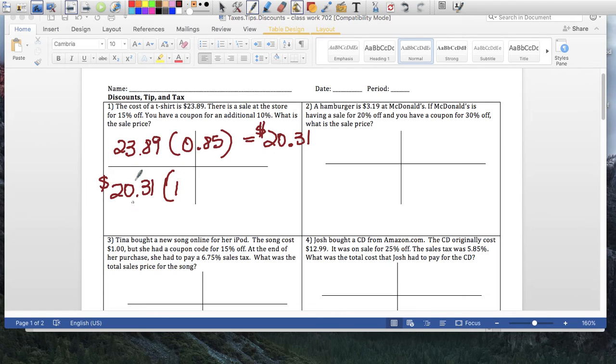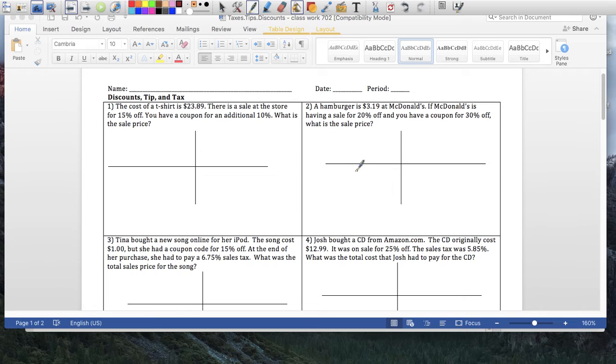Your new total is 20.31. So 100% would be 20.31, but you have a discount of 0.1, which means you are going to pay 90% of $20.31, right? So it's going to be 20.31 times 0.9, and that's going to give us your final total of 18.28 rounded, which probably is going to go up because you still have to pay taxes. So that would be number 1.